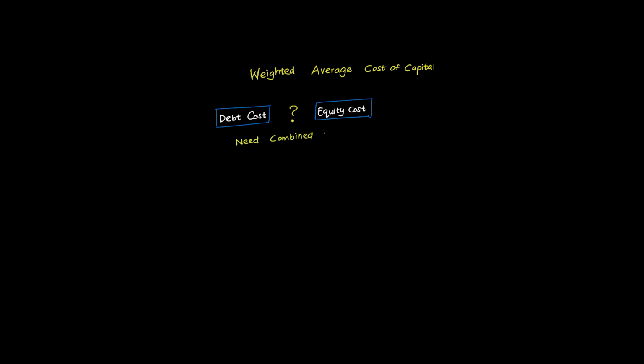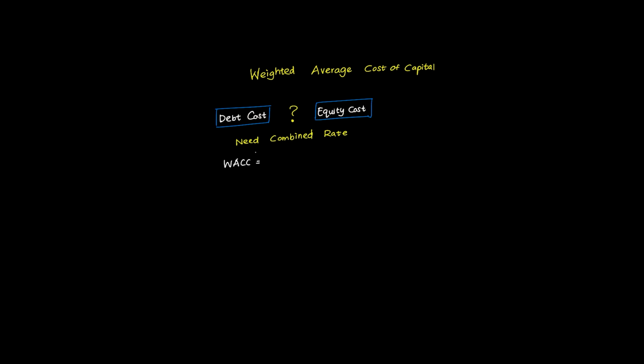Now let's understand how companies calculate their overall cost of capital. A corporation uses two sources of financing, debt and equity. Each source has its own cost. Debt costs whatever interest rate the company pays. Equity costs whatever return shareholders expect. But the company needs a single overall cost of capital number to use for evaluating projects. How do you combine these different costs?